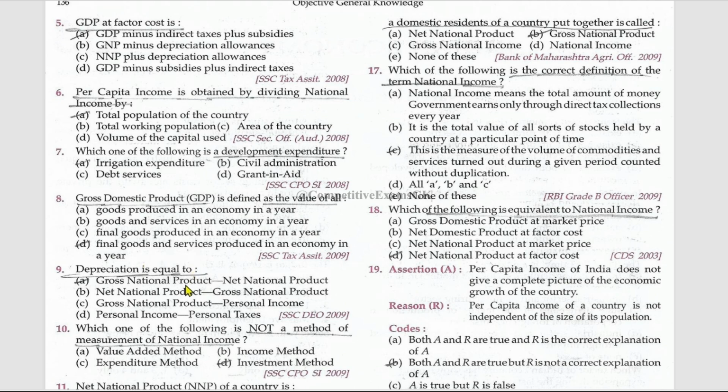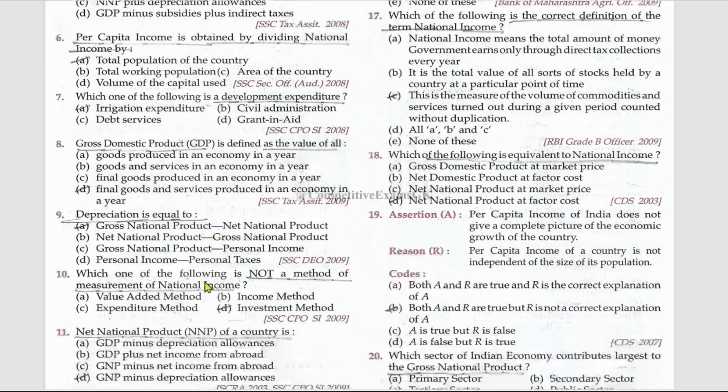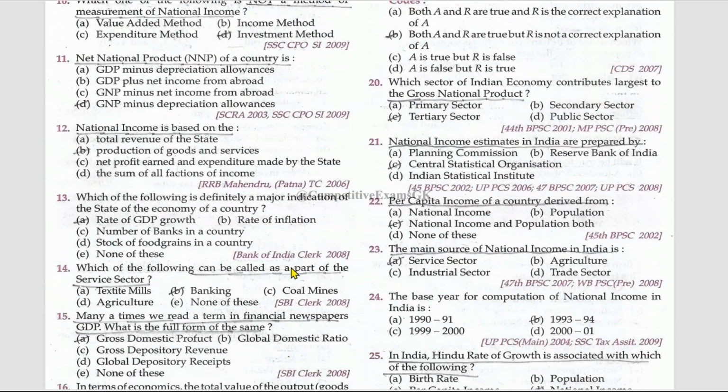Depreciation is equal to gross national product minus net national product. Which one of the following is not a method of measurement of national income? Investment method. This is not a method of measurement for national income. Other than this, the value added method, income method, and expenditure method, these three are the methods of measurement of national income. Net national product of a country is gross national product minus depreciation allowances.